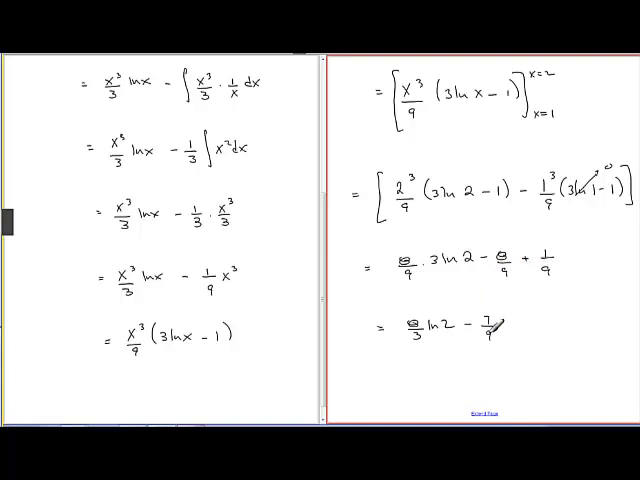And this is problem number 55. So let's see what the book says. 8/3 natural log of 2 minus 7/9. Okay, so that's correct. And if you plug it into your calculator, you'll get 1.071.